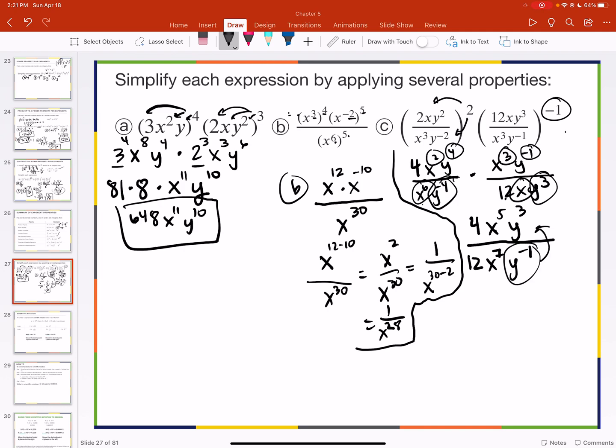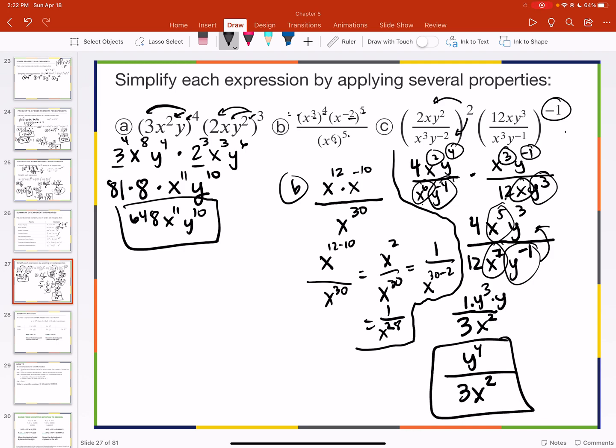So really what we're looking at is 4 over 12 reduces to 1/3. X to the 5 over x to the 7th, that's going to be x squared in the denominator. And then here we have y cubed times y because of this negative 1. So then the final answer is y to the 4th over 3x squared.